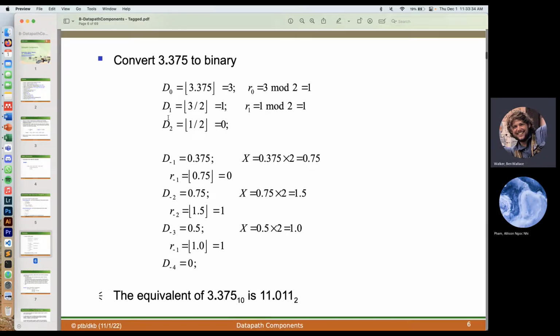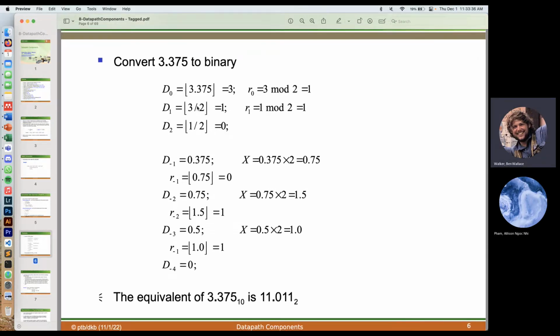Just convert it to binary. Yeah. So to convert to binary, how I take this is look at the left of the decimal place and look at the right of the decimal place. So from the left, we're trying to figure out the most significant bit. So here, we're trying to convert 3 into binary. 3 in binary is 11.